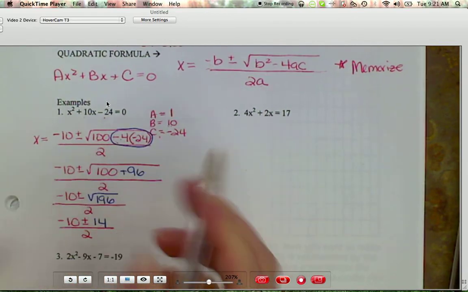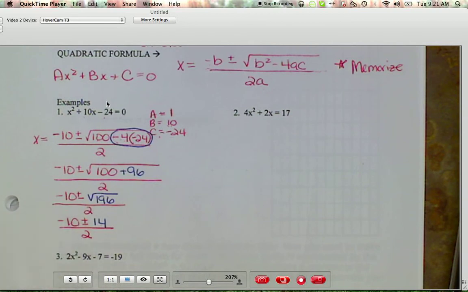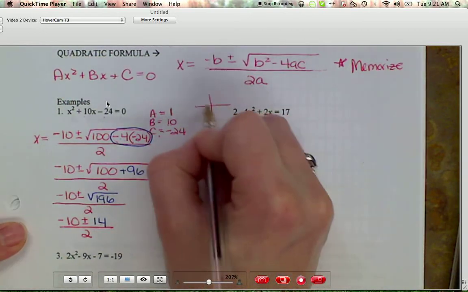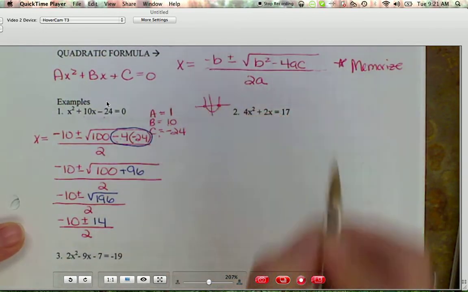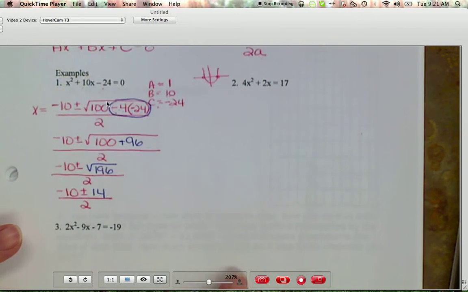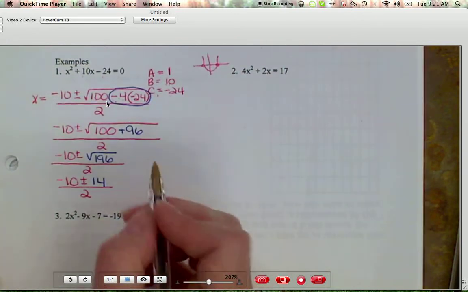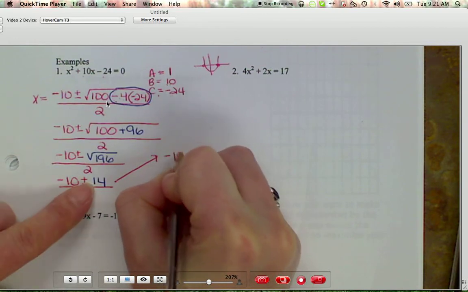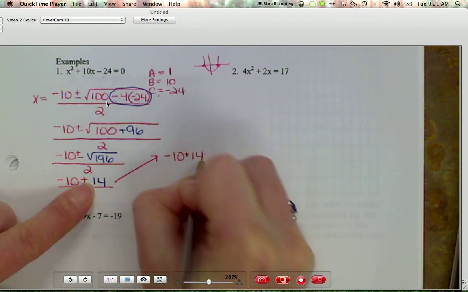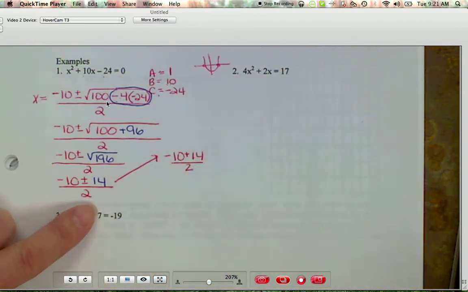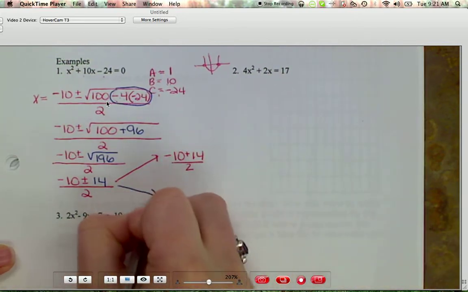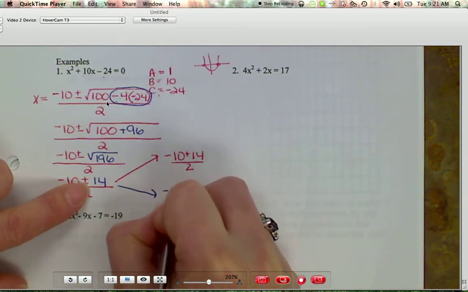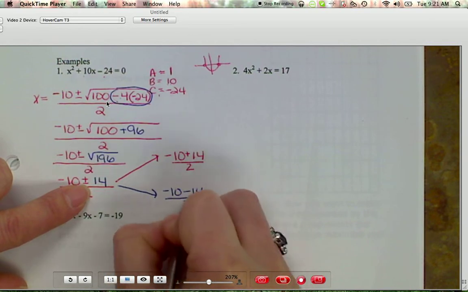So what in the world does this plus or minus sign mean? Remember, in most cases, a parabola will cross the x-axis in 2 places. So we're looking for 2 solutions, and here's where we get our 2 solutions. One solution will go -10 plus 14 over 2. And the other one will give us -10 minus 14 over 2.